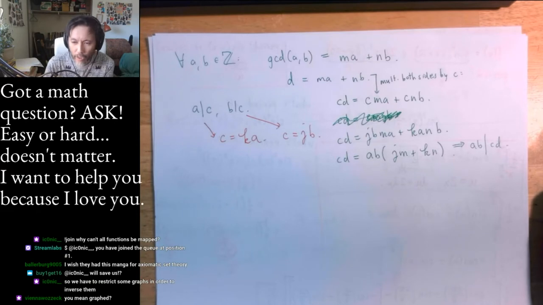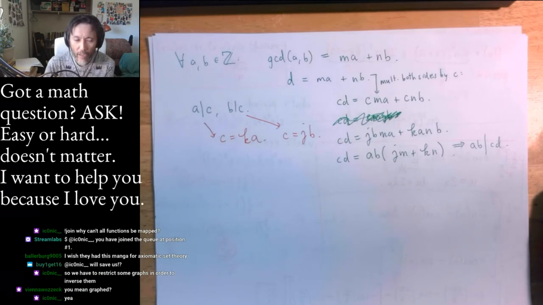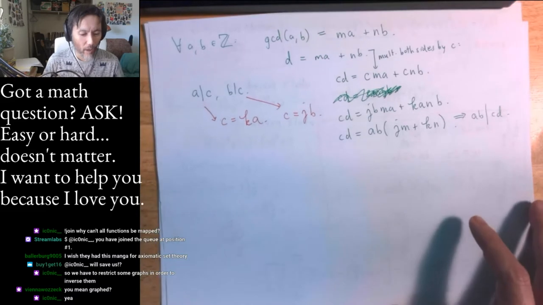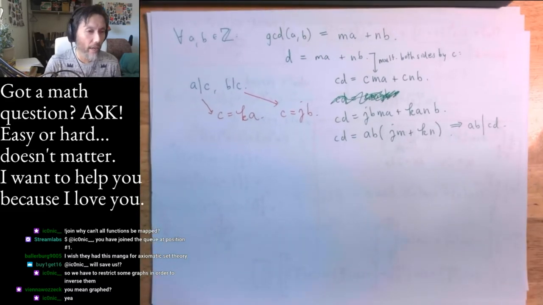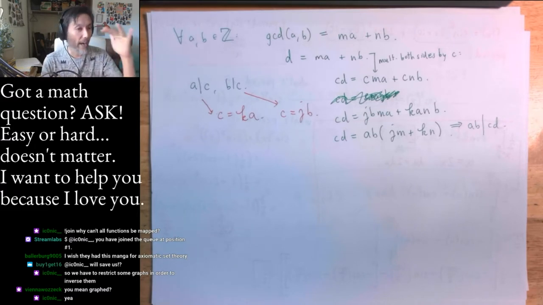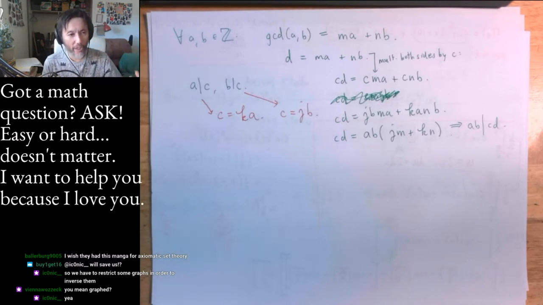So we have to restrict some graphs in order to inverse them. I know exactly what you're talking about. You're talking about a certain property that some functions have that other functions don't. Okay? And what you're talking about is the horizontal line test for graphs, but also it's called one-to-oneness or injectivity of functions.